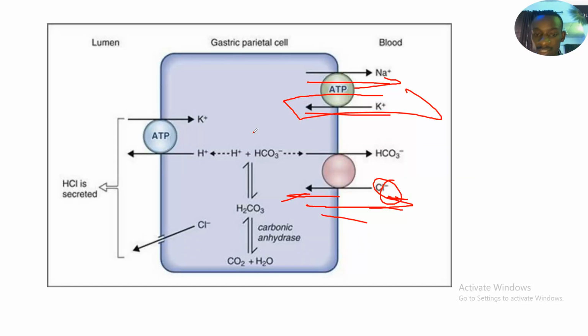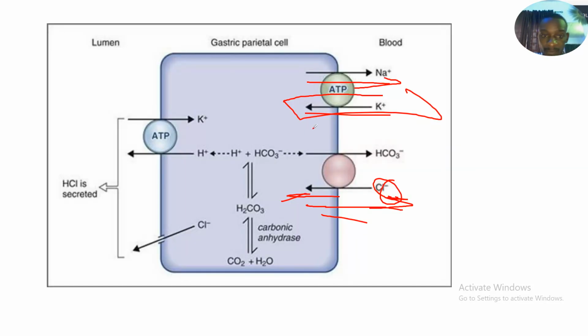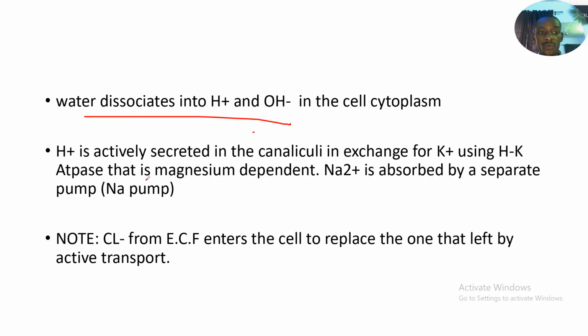Now, water dissociates into hydrogen and the OH in the cell cytoplasm. Since water dissociates into the hydrogen and the OH, we say that hydrogen is actively secreted in the canaliculi in exchange for potassium, using an H-K ATPase, which is magnesium dependent.